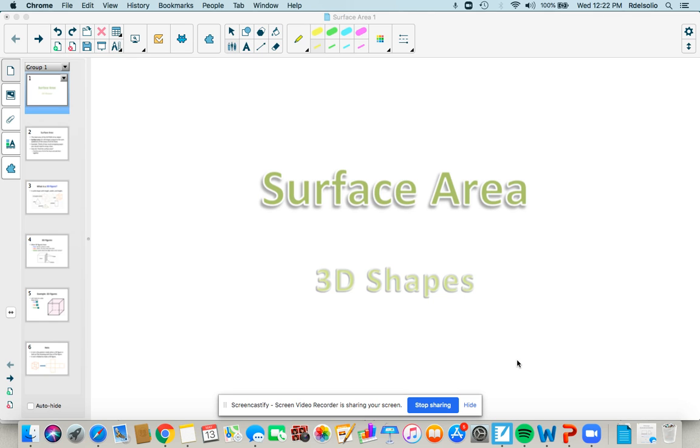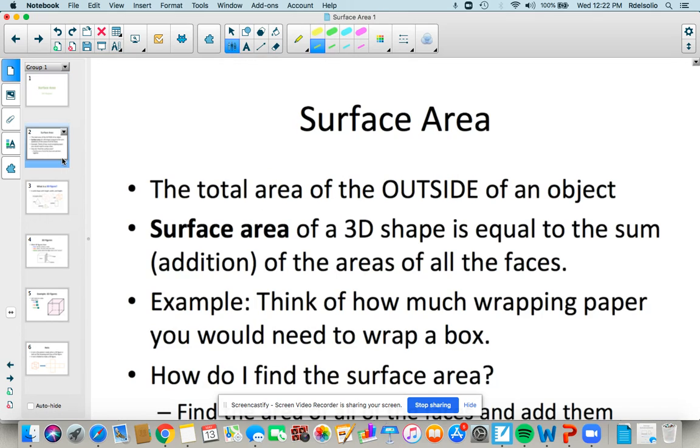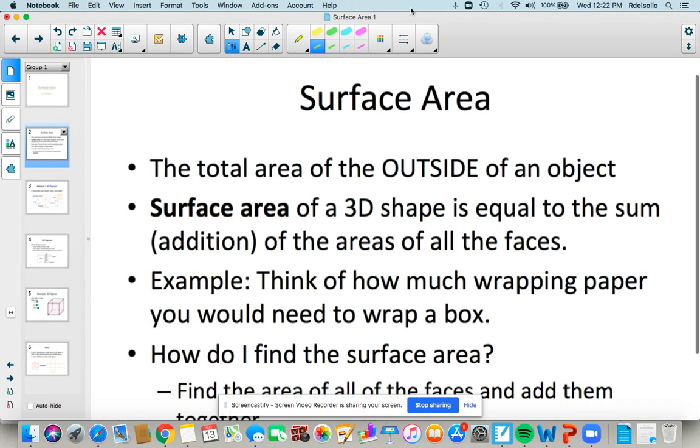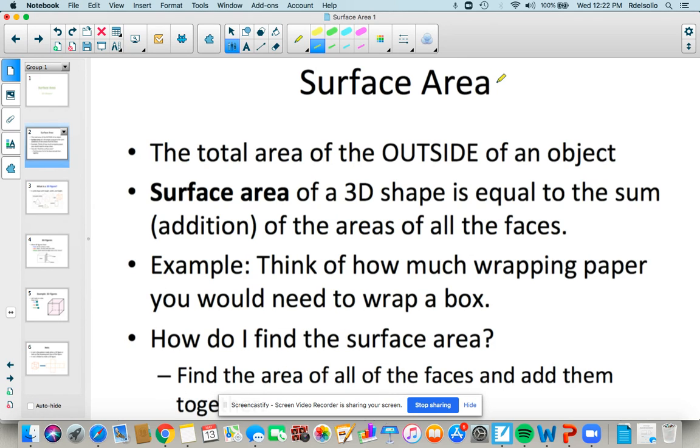Today I have a lesson on surface area of 3D shapes. So the surface area is the total area of the outside of an object. The surface area of a 3D shape is equal to the sum, so sum means addition, of the areas of all of the faces.